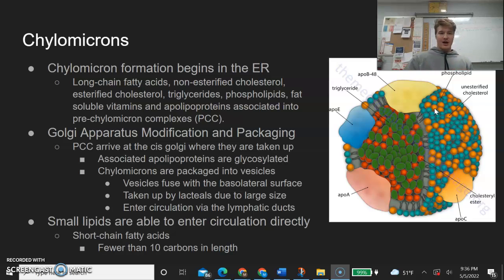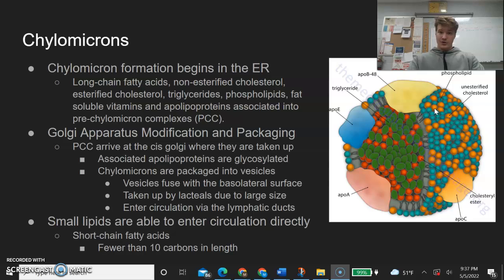The chylomicron formation starts in the ER with the formation and aggregation of long-chain fatty acids, non-esterified cholesterol, esterified cholesterol, triglycerides, phospholipids, fat-soluble vitamins, and also apolipoproteins. And this forms this pre-chylomicron complex that is then transported to the cis-Golgi apparatus. From here, some further modifications and packaging are made. The apolipoproteins are glycosylated, further modifications occur, and then the chylomicron buds out of the trans-Golgi apparatus in a vesicle that can then fuse with the plasma membrane on the basolateral side of the enterocyte.